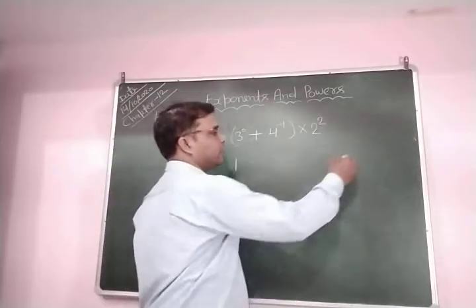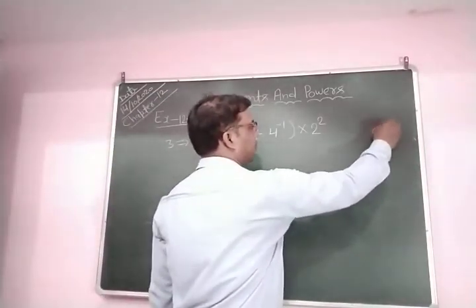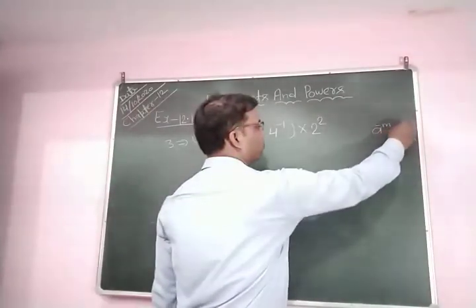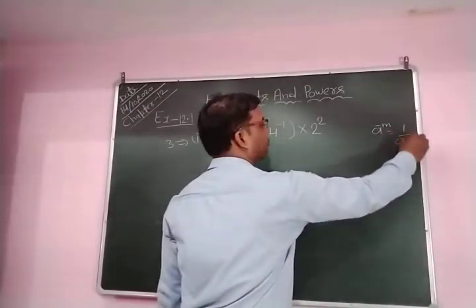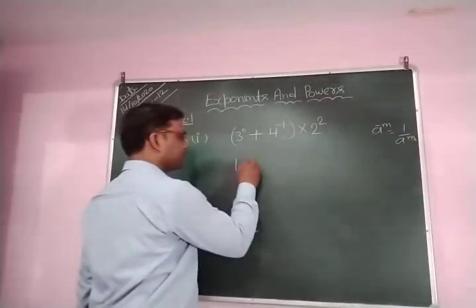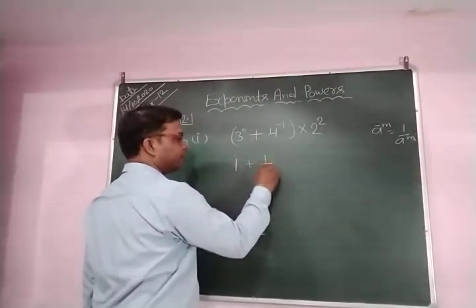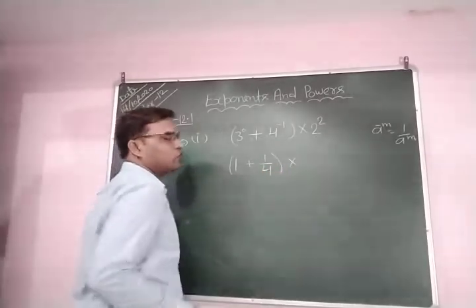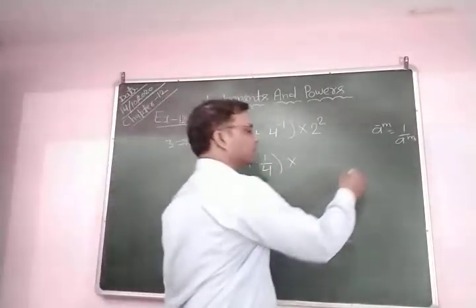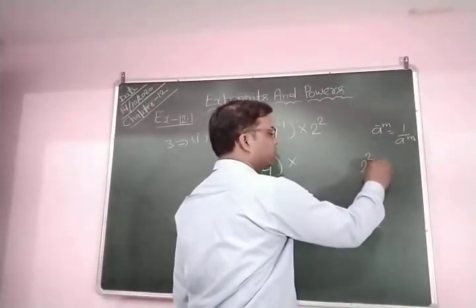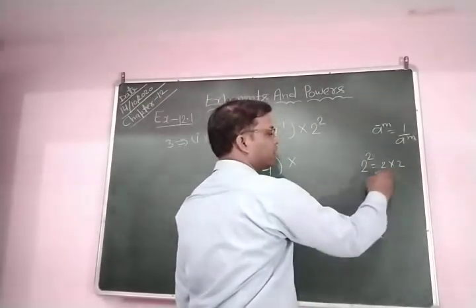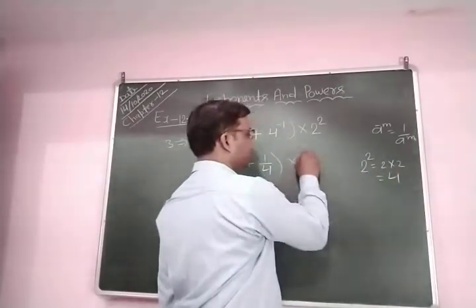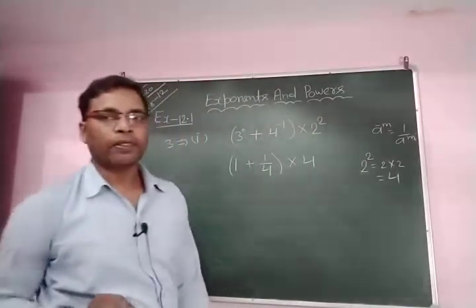And you know that a power minus m we write as 1 upon a power m. So it becomes 1 by 4. Clear? Now 2 power 2 means 2 into 2. This is equal to 4. Here you write 4.